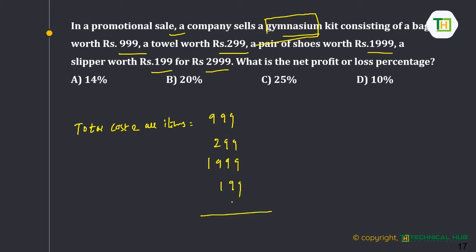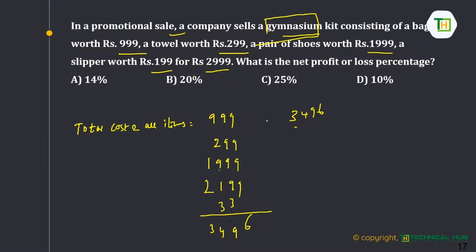So 9 into 4 is 36. Again 9 into 4 is 36 plus 3 is 39. 9 into 2 is 18, 20, and here 24. So the total worth of all the items is equal to 3496. It means this is the original cost price of all the 4 items.